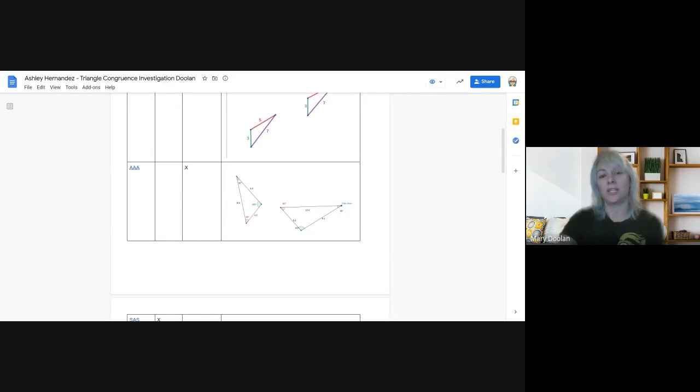So if you're given just the three angles, no other information, and you're asked if they're congruent, well, it's possible they're congruent. It's also possible they're not congruent. So we can't say definitively yes or no. We just say there's not enough information.